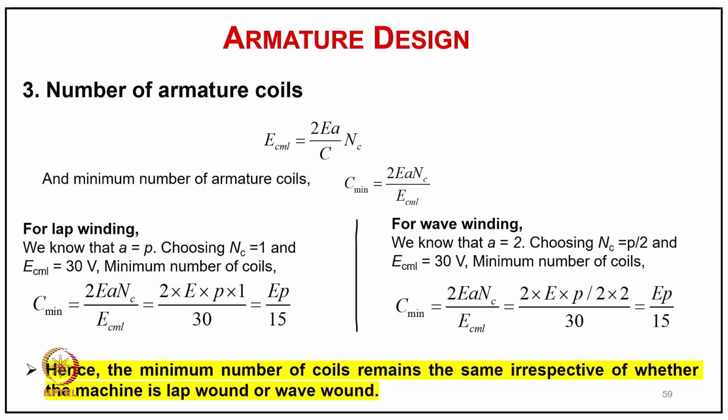For lap winding we know that A equal to P, so using NC equal to 1 and ECL equal to 30, the minimum number of coils is C minimum equal to 2A NC divided by ECL, that is 2P into 1 divided by 30, so C minimum is P upon 15. For wave winding we know A equal to 2, so choosing NC equal to P by 2 and ECL 30, the minimum coils is again C minimum equal to 2A NC upon ECL, that is 2 into P by 2 into 2 upon 30, that is P upon 15. Hence the minimum number of coils remains the same irrespective of whether the machine is lap winding or wave winding.